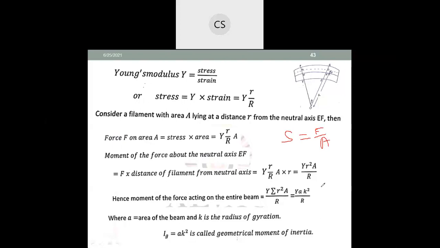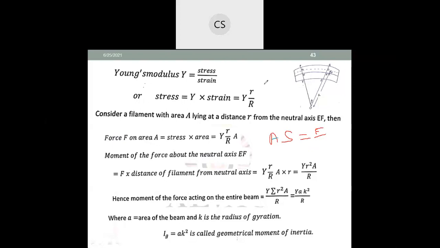Alright. F by A. So, if you want the force, what do you have to do? Take this A to the side. Correct? F is equal to stress into area. That's exactly what is done here. So force on area A is equal to stress into area.